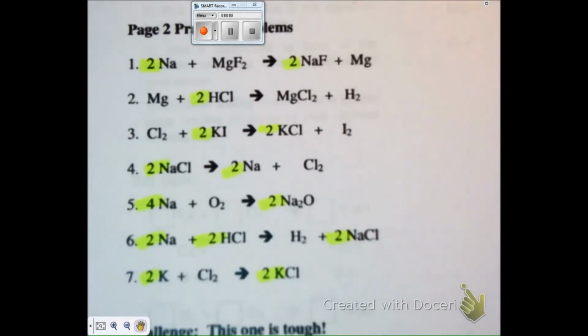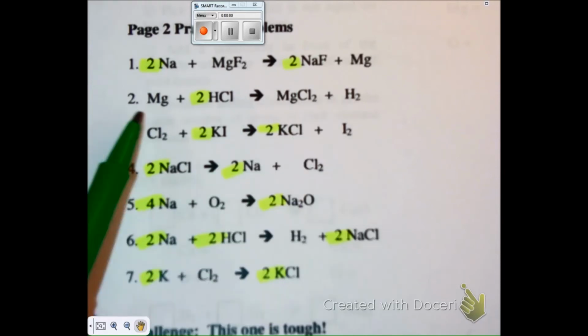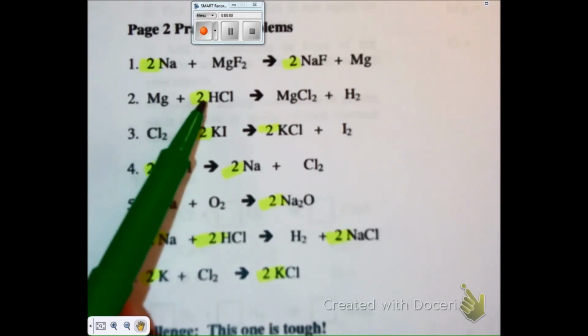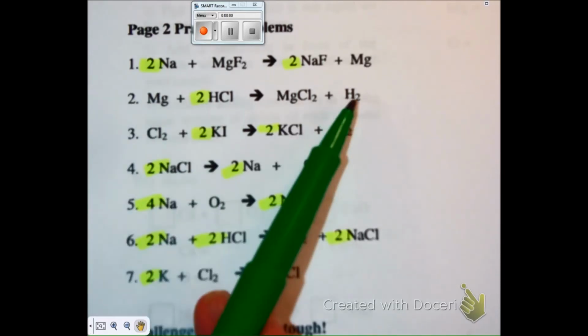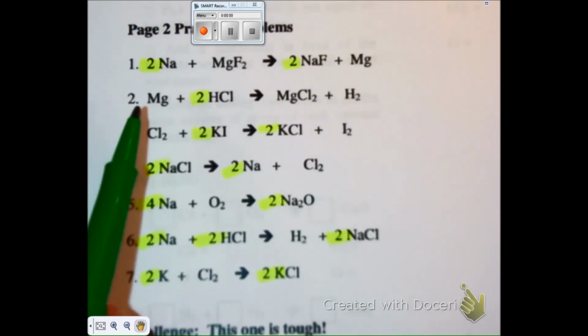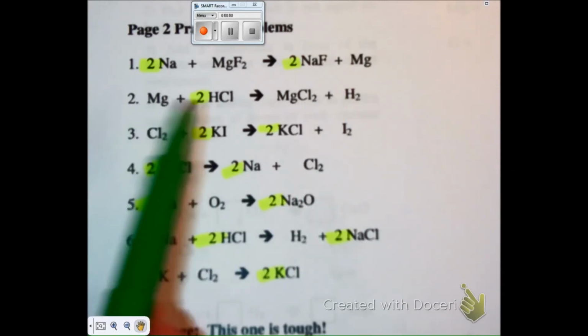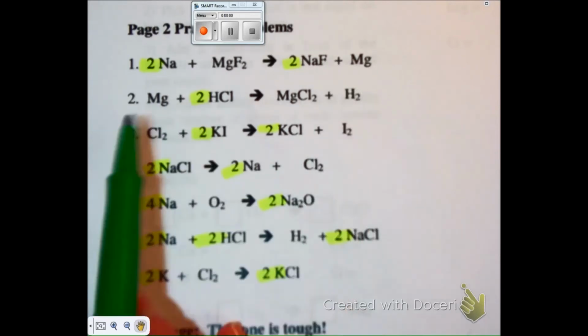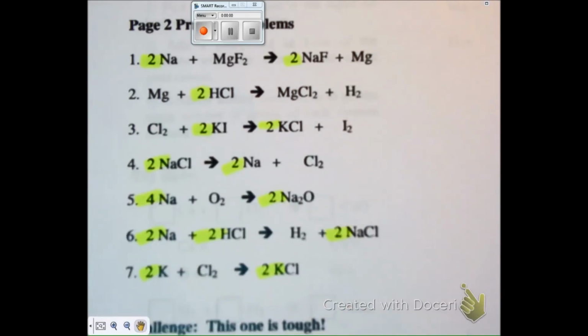For instance, I saw several people here that had, on number 2, for example, 2, 4, 2, 2. Simplified, that is 1, 2, and you don't have to write 1. You can if you want to, but don't have to. 1, 2, 1, 1. So you want to make sure your answers are simplified.